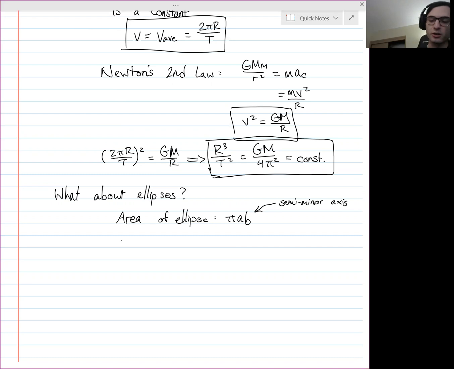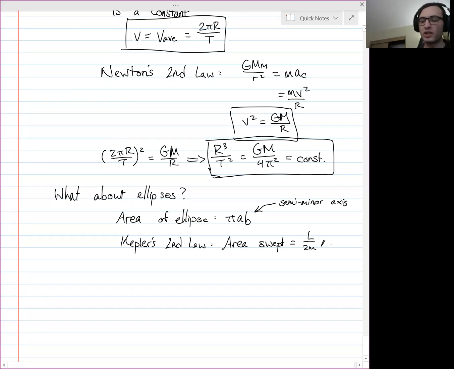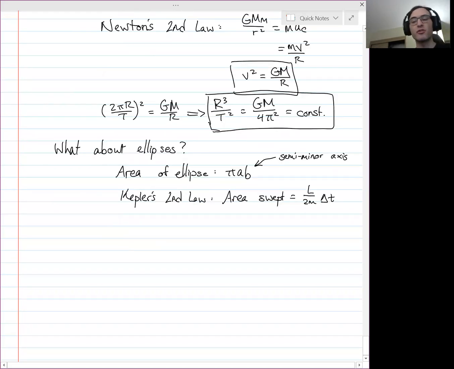Further, Kepler's second law gives us that the area swept out over a given time delta t is L over 2m times delta t, right? That's what I derived earlier. And so if we imagine sweeping out the entire area of the ellipse, that implies that the area of the ellipse, again from Kepler's second law, is L over 2m times the period that it takes to go around that ellipse.